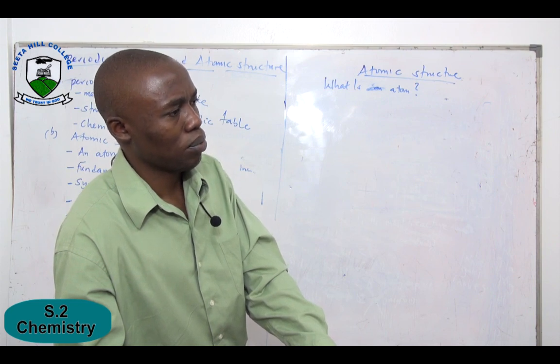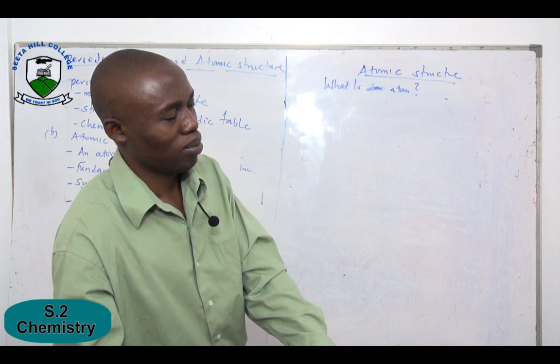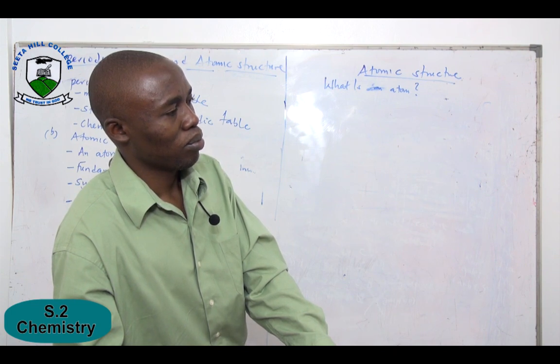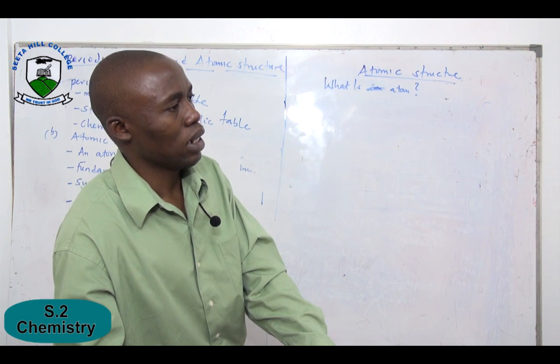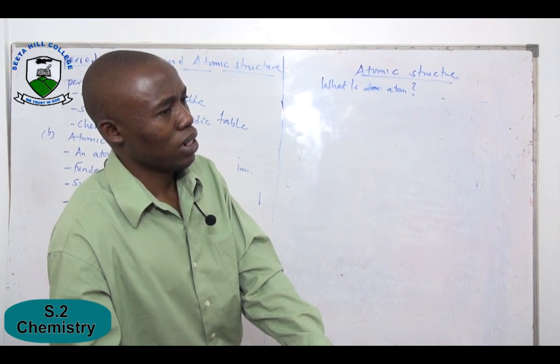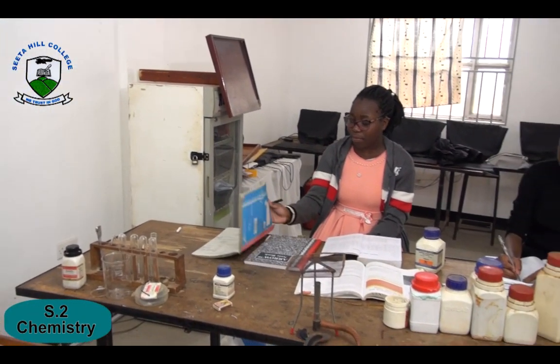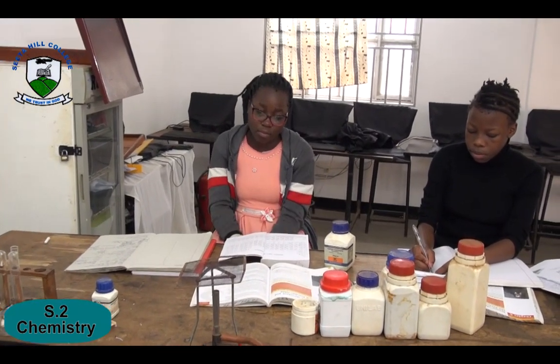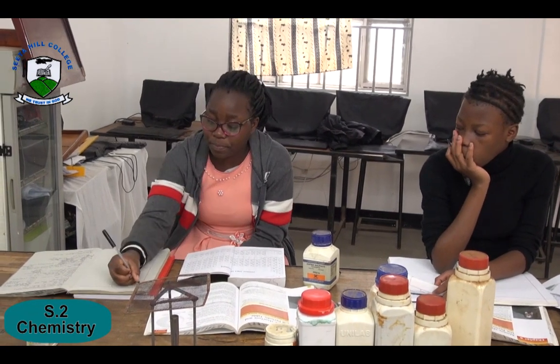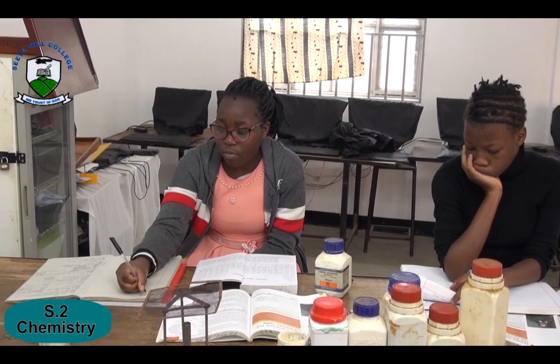An atom is the smallest indivisible unit of an element that takes part in a chemical reaction. And an atom comes from matter. Patience, do you have another view? That it makes up matter. Yeah, that's correct. Smallest indivisible particle of an element that is capable of taking part in a chemical reaction.